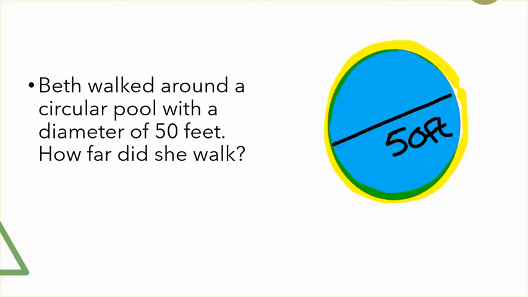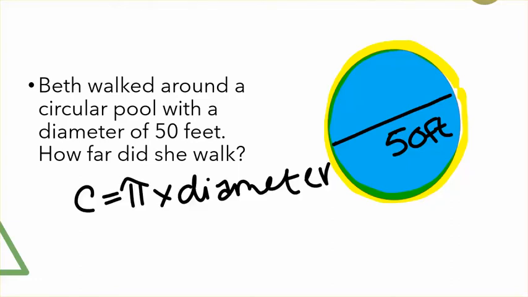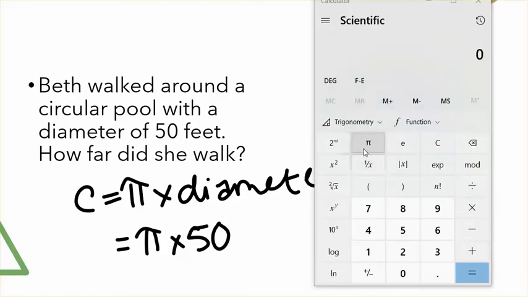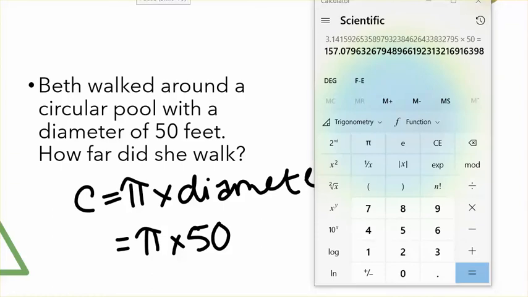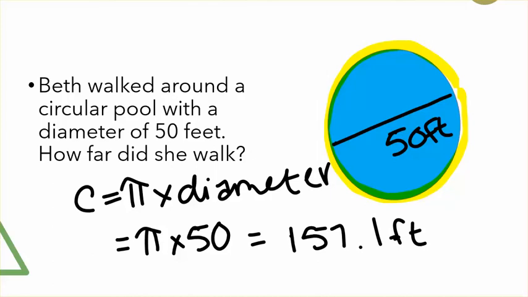So I'm going to use my circumference formula. You can look back and find the formula. Circumference equals pi times diameter. Pi times 50 feet. We'll want to go ahead again and round this to 1 decimal place. So right now there's a 0 in the tens place. I look 1 to the right. The 7 makes me round up. So Beth walked 157.1 feet.